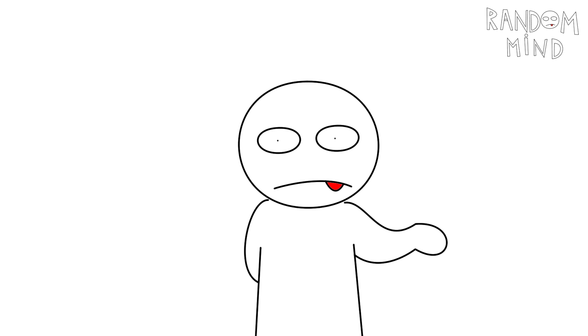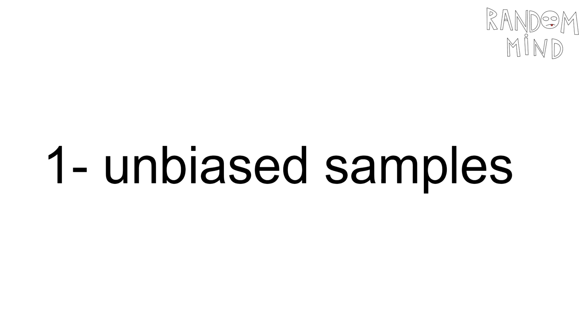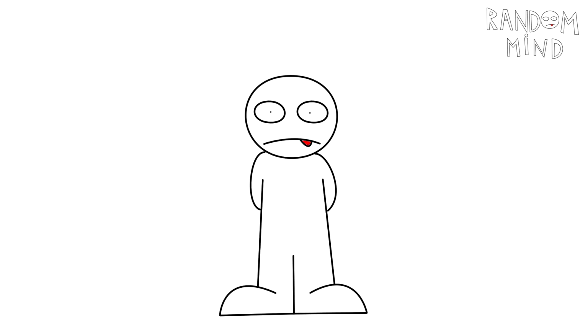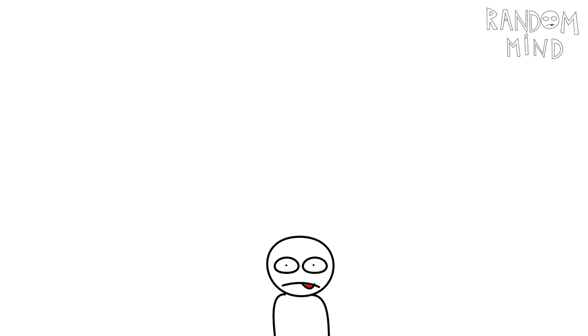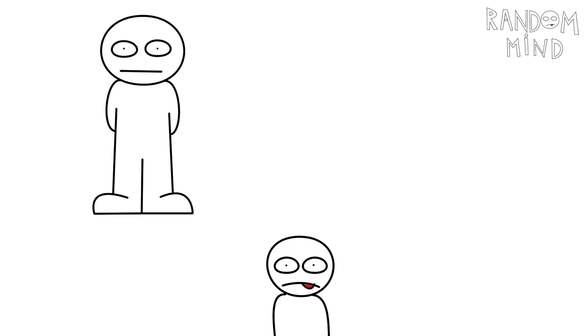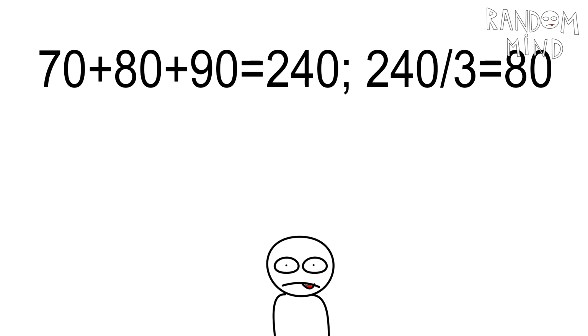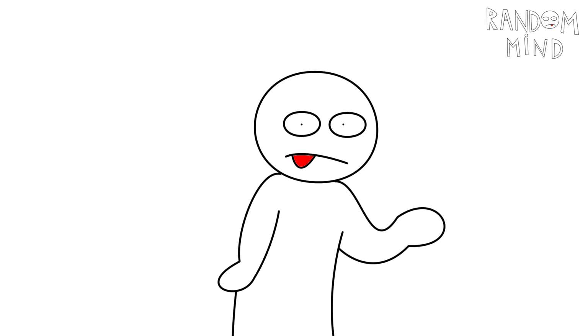The first is unbiased samples. The best way to get that is to use a mean, which is when you assign a certain variable the average of that variable. For example, if 3 people weigh 70, 80, and 90 pounds, then the mean would be the total of that divided by 3. In this case, it's 80 pounds. And the mean can never be 100% accurate because a sample can never represent 100% of the population.